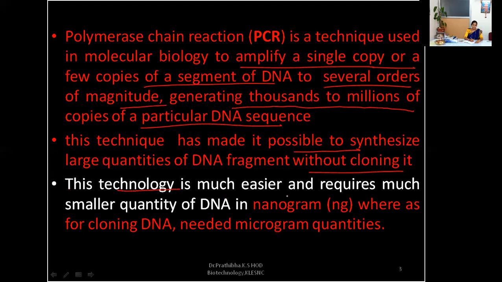This technology is much easier and requires a much smaller quantity of DNA, that is, in nanograms. Whereas cloning DNA means using a cell system, we need to use microorganisms, bacterial organisms. This cell system for cloning DNA needed microgram quantities, but for PCR a nanogram amount of DNA is more than enough, and it will amplify the desired DNA into many copies.